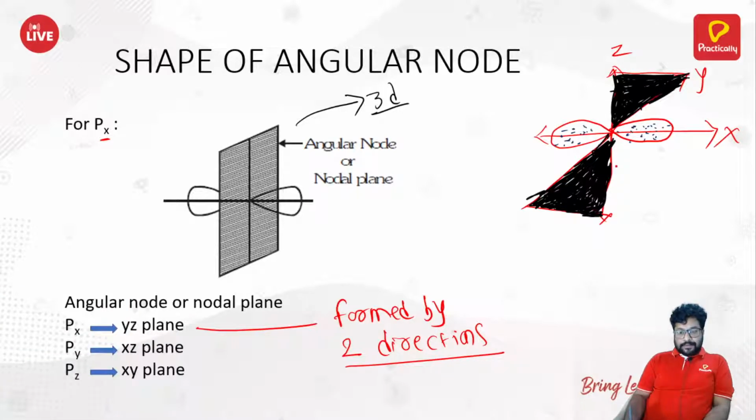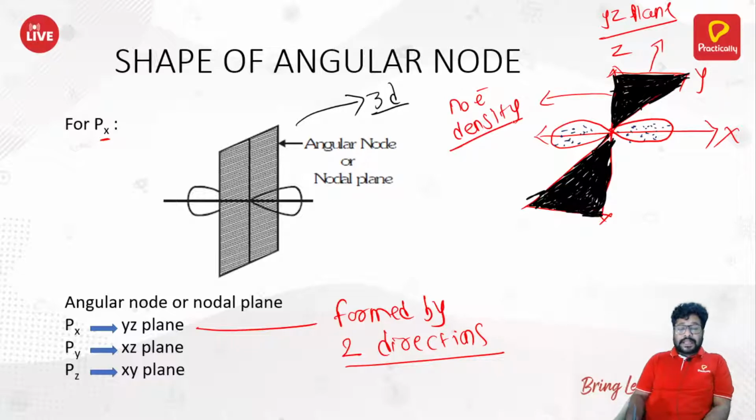So this is a plane. Now you can see this plane is present in the YZ plane. See here, this is the YZ plane, and in this YZ plane there is no electron density. Why? Because electron density is present in an x orbital, I would say in an x direction. Your electron density is present in the x direction.